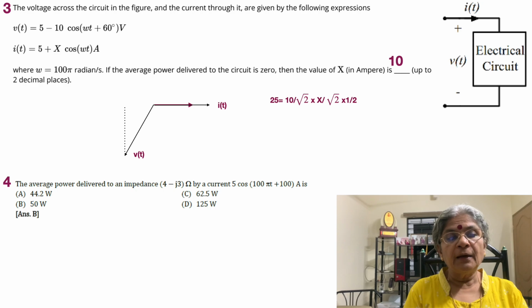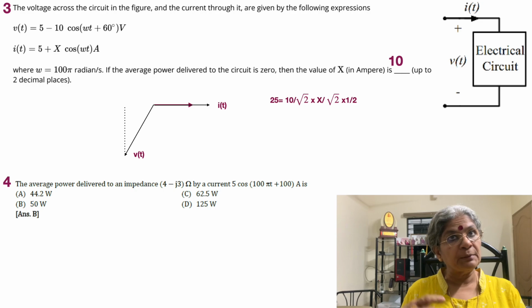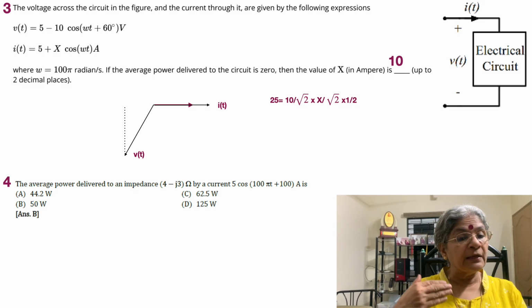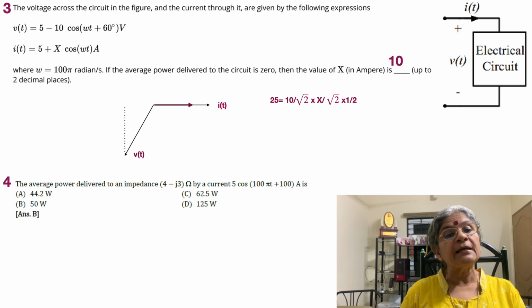I hope I don't need to repeat, but still I'll say the vector diagram is useful, but much more than that, the understanding that this electrical circuit draws no power, or in other words, the DC power is going to be compensated with the AC power. Why can it compensate? Because the voltage and current happen to be in the opposite direction with respect to the AC component. The AC voltage component is minus 10 cos omega t plus 60 degrees, and the AC current component is x cos omega t.